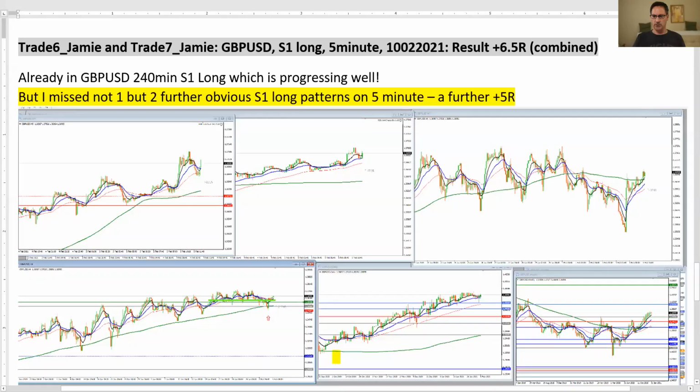Well, his last week was a 13-hour week in total, and this is one of his trades. He took an S1 long, the pound US dollar, System One long on a 240-minute chart. So this is the pattern. It's nicely coiling, right? Testing the 200, and there's a lot of room to the upside.